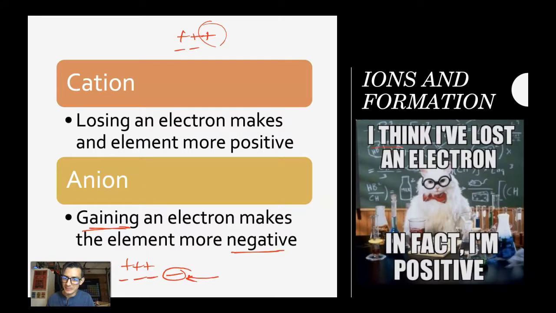Okay? I like this little meme over here. I think I've lost an electron. In fact, I'm positive. I've lost it. I'm positive. So use as many mnemonics as you can to remind yourself what happens. And the more mnemonics you see, the more often people make them because it's hard to remember. So even writing some of the mnemonics down, those tricks for your brain, are helpful.